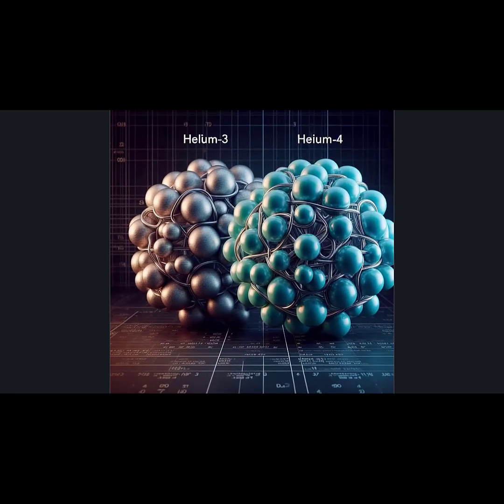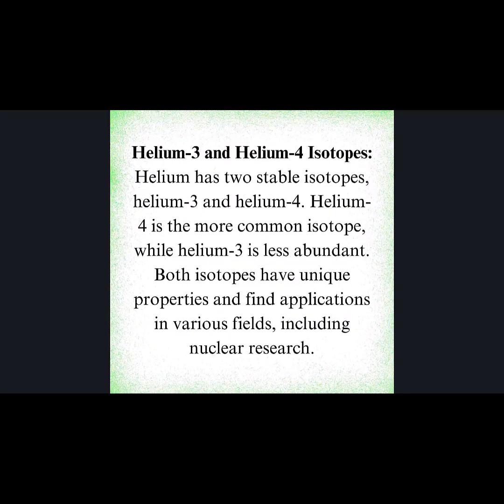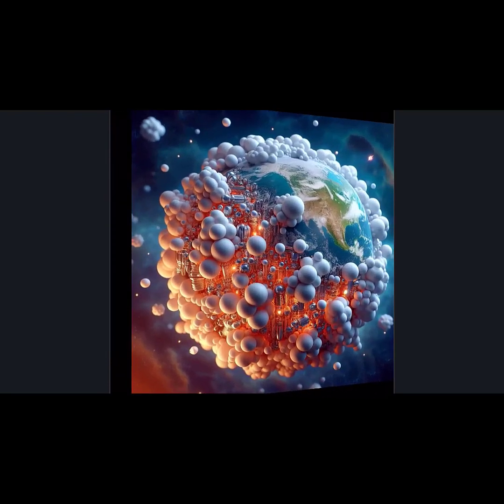Helium-3 and helium-4, isotopes. Helium has 2 stable isotopes, helium-3 and helium-4. Helium-4 is the more common isotope, while helium-3 is less abundant. Both isotopes have unique properties and find applications in various fields, including nuclear research.